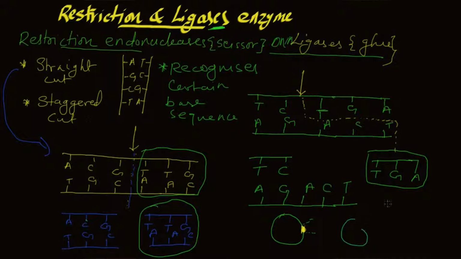Suppose you want to stick a TGA sequence in here. You use the ligase enzyme. Let's color that red. The ligase enzyme will stick this reddish TGA sequence into the plasmid of bacteria. And again you transfer this plasmid into the bacteria, and that bacteria will give the desired product because of this TGA code.